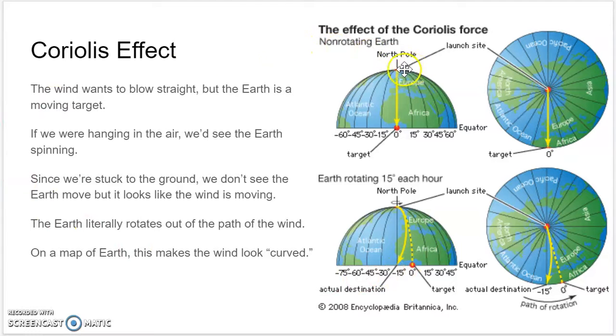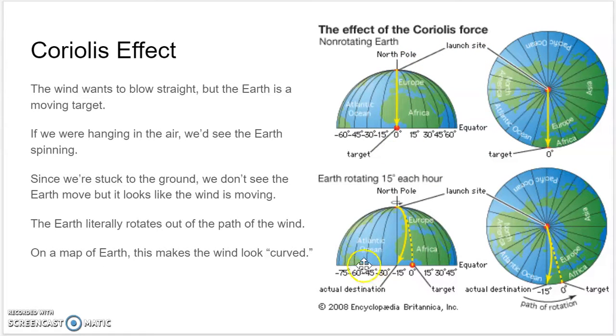Without the Coriolis effect, we would expect the air to go straight from the North Pole to the equator, or the South Pole to the equator. That's because the North Pole is cold, the equator is warm. The North Pole has high pressure, the equator has low pressure. And wind will always blow from high pressure to low pressure.